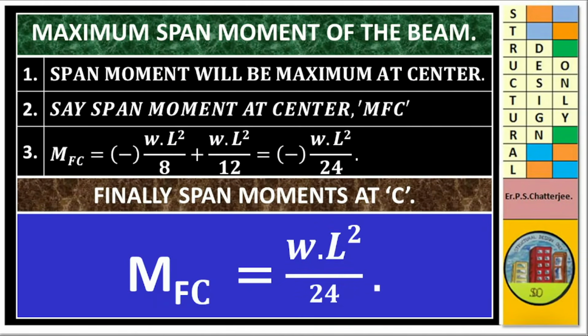Maximum span moment of the beam. Span moment will be maximum at center. So span moment at center is equal to MFC. MFC is equal to minus WL square by 8 plus WL square by 12, which is equal to minus WL square by 24. Finally, span moment at C is equal to MFC is equal to WL square by 24.